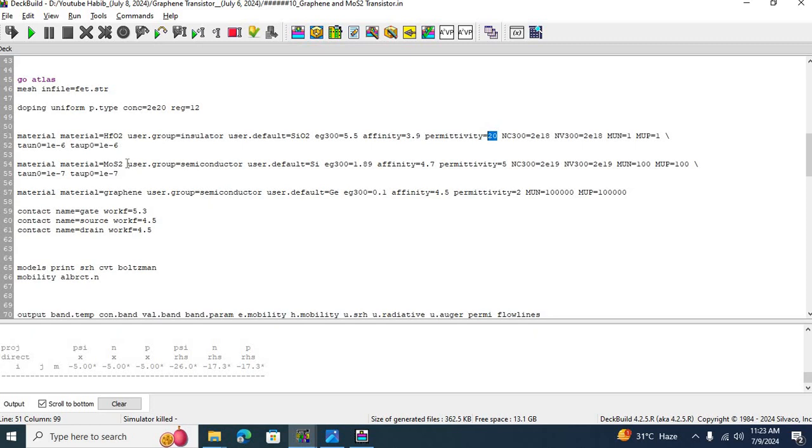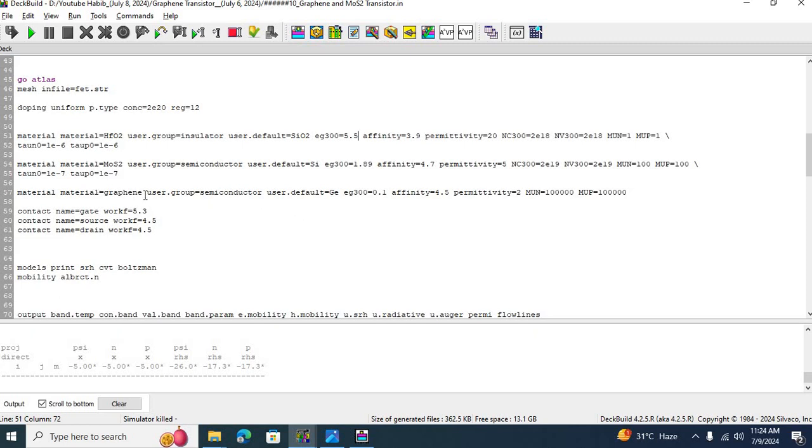I have defined these properties for molybdenum sulfide as well. As you can see, the band gap of molybdenum sulfide is 1.89 electron volts. Similarly, the band gap of hafnium oxide is 5.5 electron volts. As compared to silicon dioxide, its band gap is relatively smaller. For silicon dioxide, the band gap is approximately 9 electron volts. However, as compared to silicon dioxide, the permittivity of hafnium oxide is pretty high.